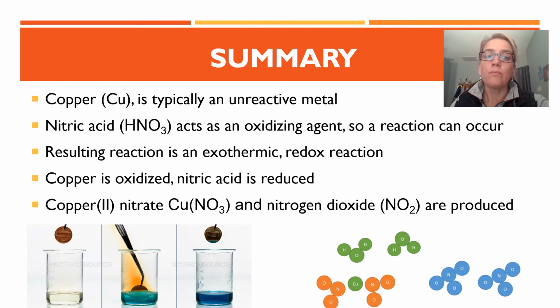of the hydrogen. When copper reacts with nitric acid, an exothermic redox reaction occurs. Copper is oxidized, nitric acid is reduced, and heat is released into the environment. When the reaction between these two substances is complete, a copper nitrate solution is produced and nitrogen dioxide gas is released as a byproduct.